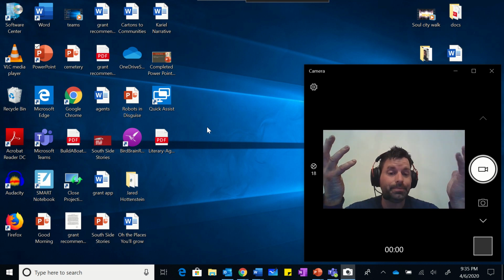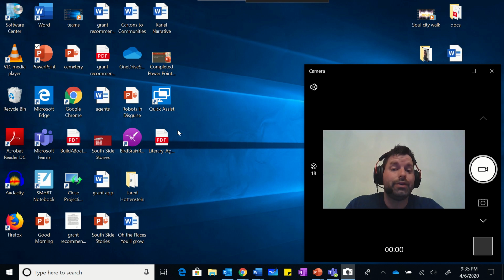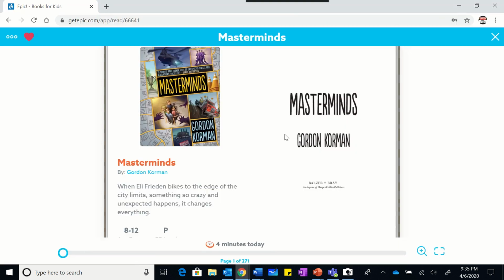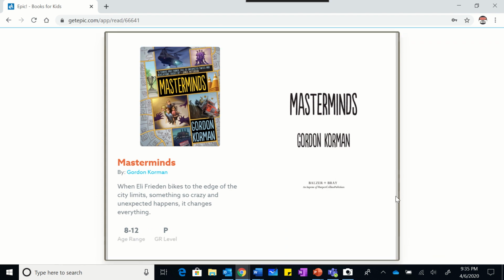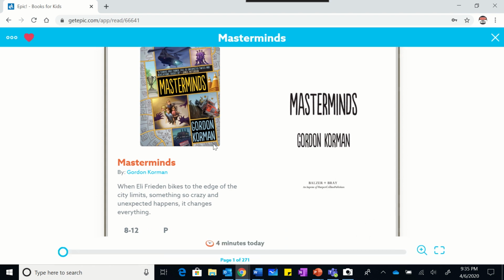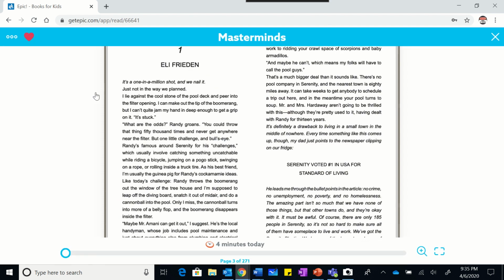So now, what we're going to do is actually apply that to a book. I'm going to Epic. Now, you don't have to. You can certainly pick a book that you have at home, but I'm going with Epic here. And I'm going to be using Mastermind. So I'm just going to start reading, and I'm looking for things that a character does.